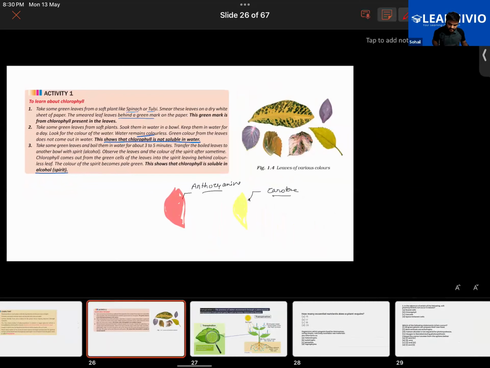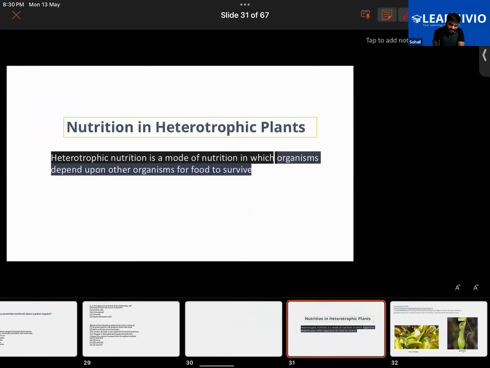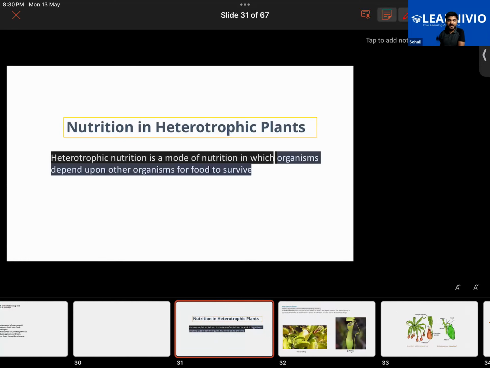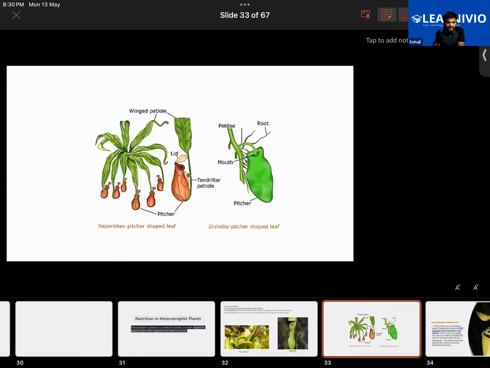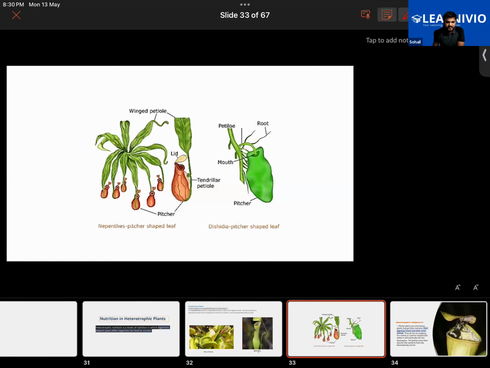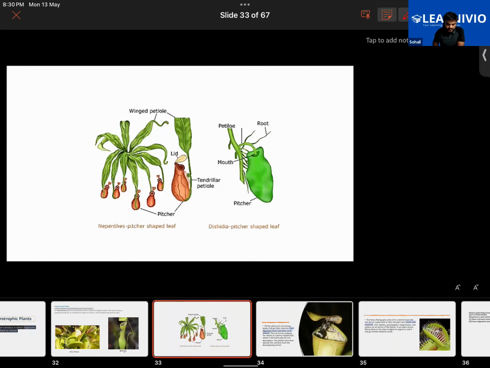So we have discussed the autotrophic plants. In the next class, we would be talking about different types of heterotrophic plants. You have insectivorous plants, like the pitcher plant. The pitcher plant is also an insectivorous plant. It isn't a saprotroph. Saprotrophs are basically fungi. Fungi are saprotrophic in nature. Parasitic plants are also heterotrophs. Yeah, exactly, it's a heterotroph.